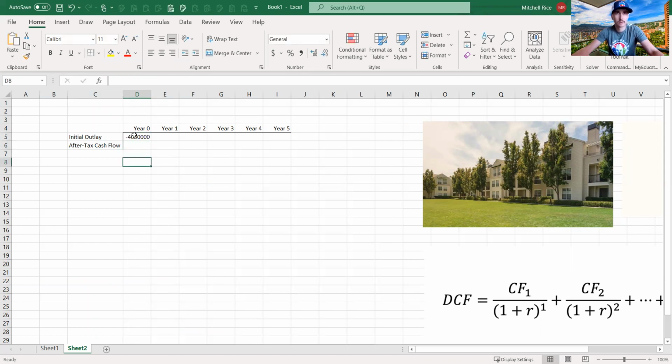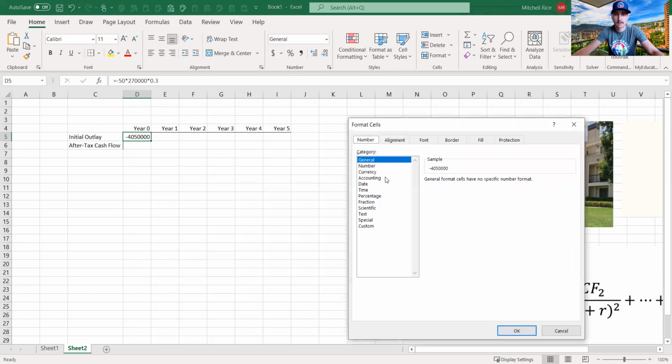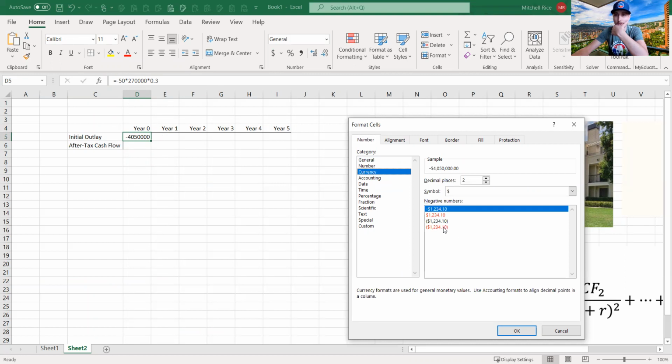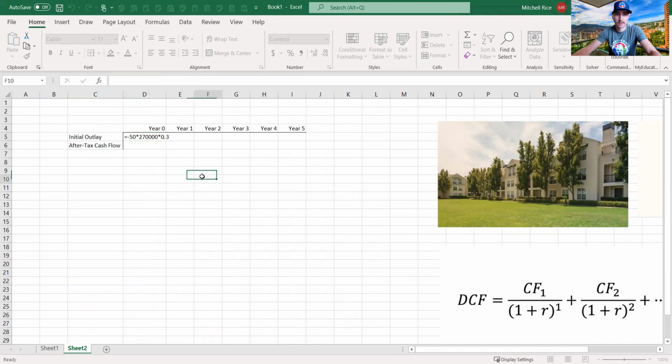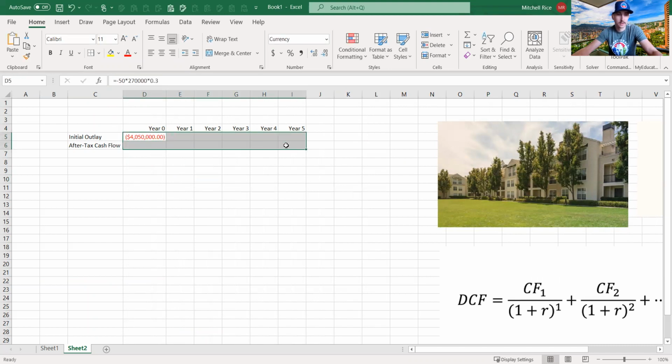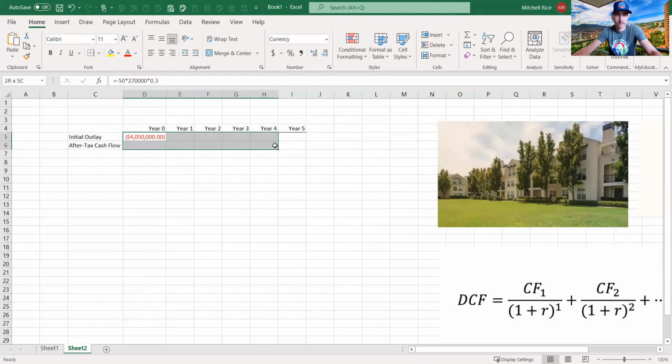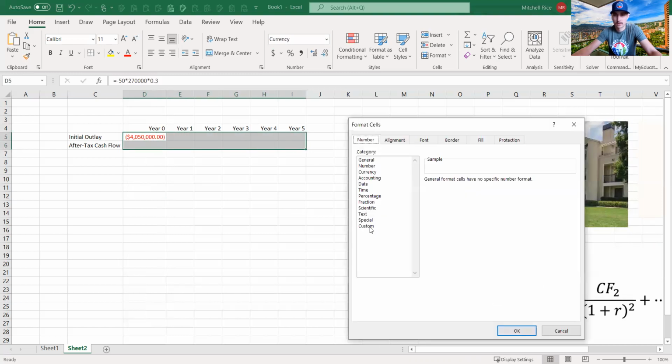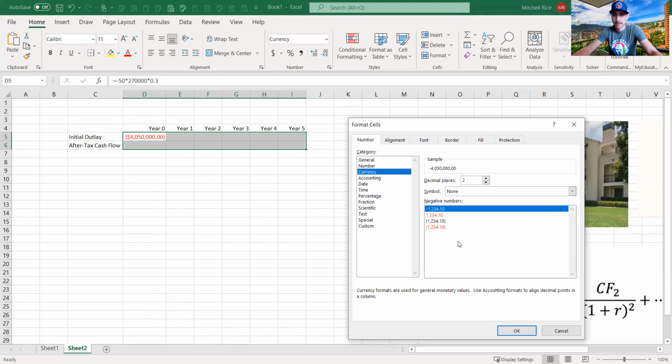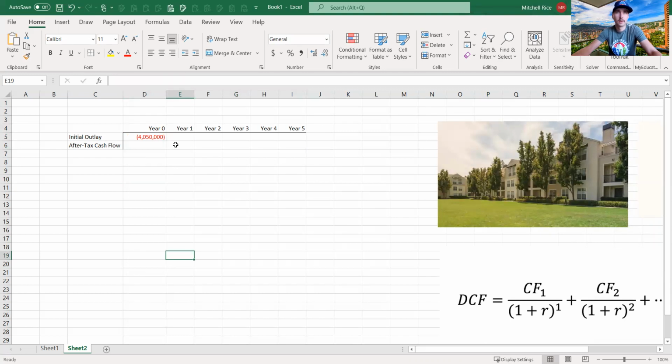And then let's also format this as a currency. And I like to use this one because then anything that's negative shows up in red parentheses. That way I just don't get confused. And actually I'm going to do, let's do it for all of these. Currency, this one, I don't want any decimal places. Okay, perfect.